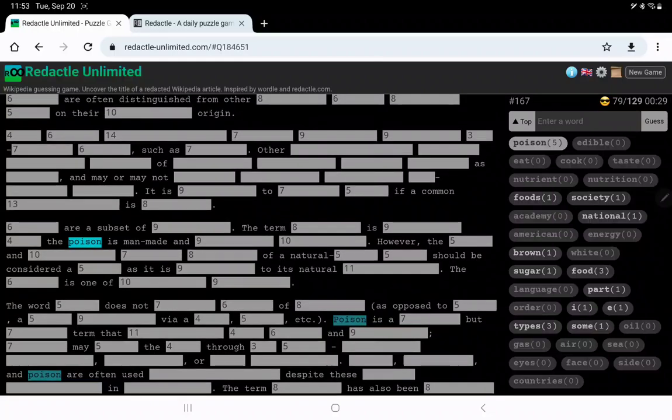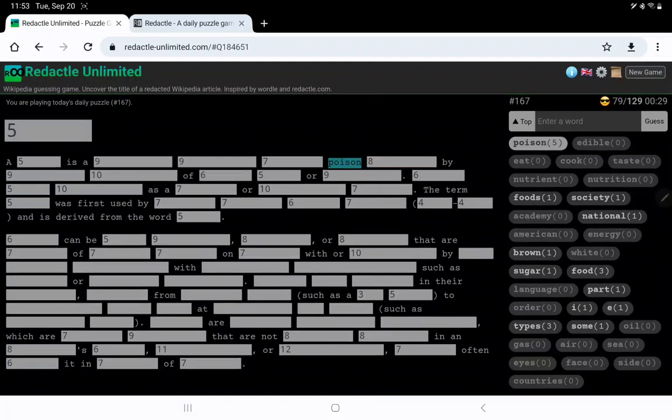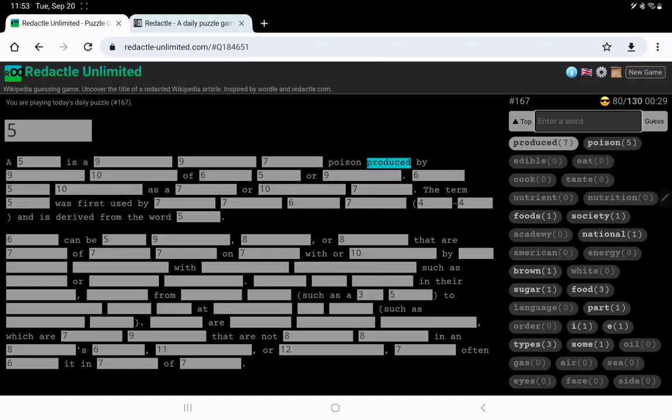Oh, so this may be important. Let me go up to the top and see if, yes, there we go. A 5 is a 997 poison produced by 9-10 of 6-5. Are 9.